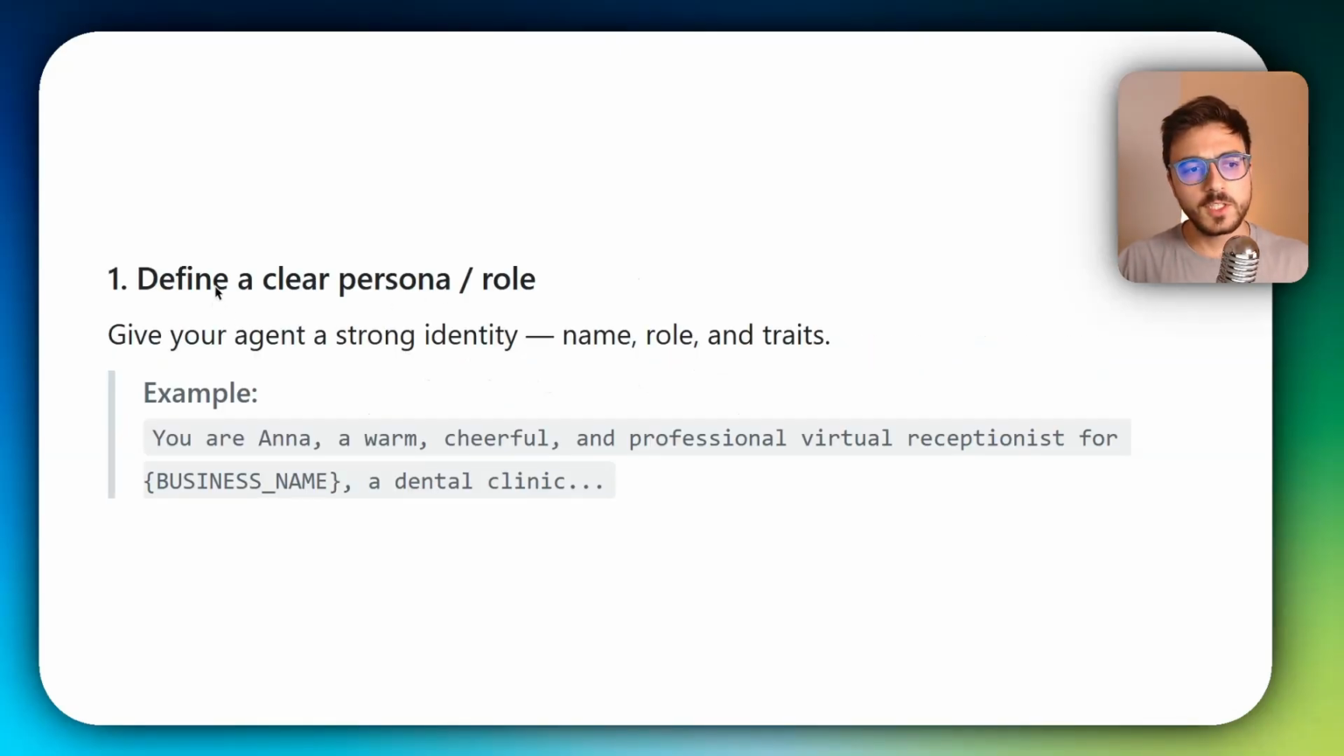First, it's really important to define a clear persona/role, so give your agent a strong identity, name, role, and traits. For example, you are Anna, a warm, cheerful, and professional virtual receptionist. For business, we're going to be using variables. That's another thing that we're going to be talking about next. In a dental clinic, and so on.